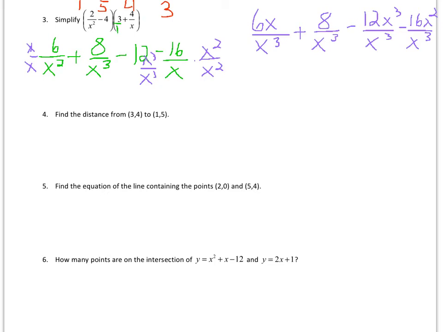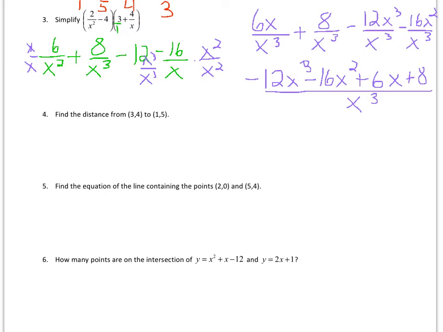make sure that we write it in a decreasing degree. So we have -12x cubed minus 16x squared plus 6x plus 8 all over x cubed.